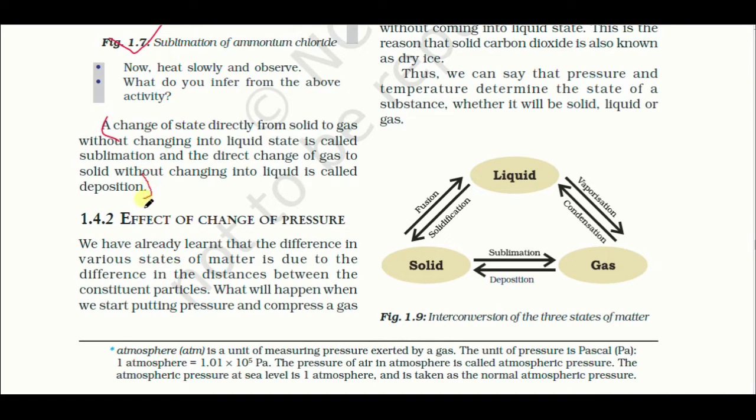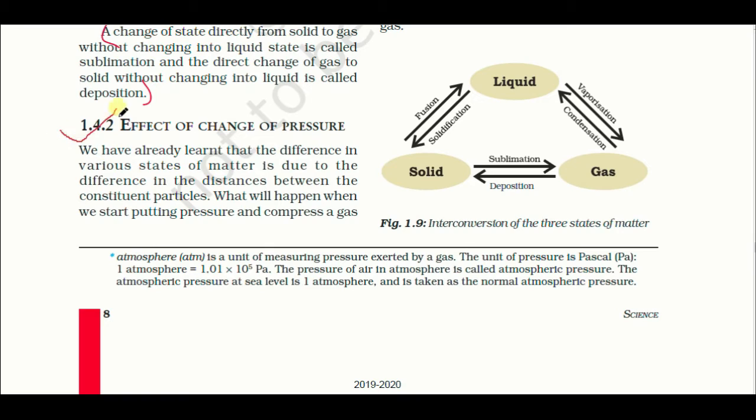Let's read here. A change of state directly from solid to gas without changing into the liquid state is called sublimation, and a direct change of gas into solid without changing into liquid is called deposition. Clear? So the change from solid to gaseous state is sublimation, and from the gaseous state to the solid state is known as deposition. Clear? Now come to the next point, effect of change of pressure.